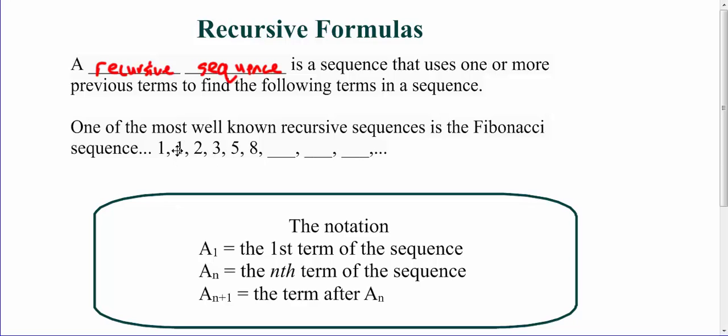So 1 plus 1 is 2. 1 plus 2 is 3. 2 plus 3 is 5. 3 and 5 is 8. 5 and 8, 13. 8 plus 13, 21. And 13 plus 21, 34. Now, of course, that would continue on as long as you wanted it to. All right, so that's an idea of how a recursive formula works. We're going to look more at linear relationships. That's not linear, but it's still an interesting one.